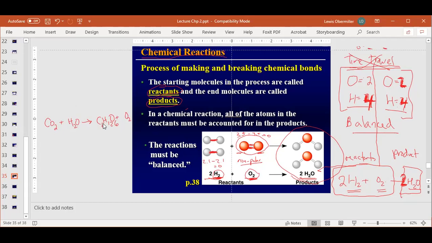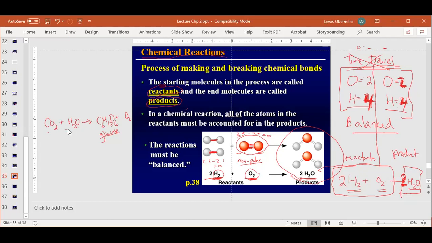Well, to do this reaction, what they're making is glucose, which they store as an energy source so they can have it overnight. So remember the energy from the sun, which is what kind of energy? Kinetic or potential? Kinetic. Kinetic.